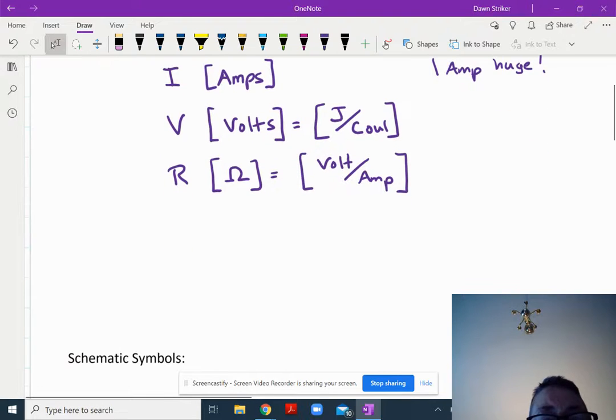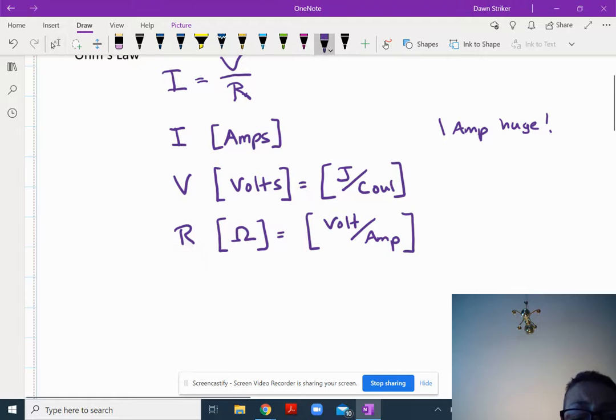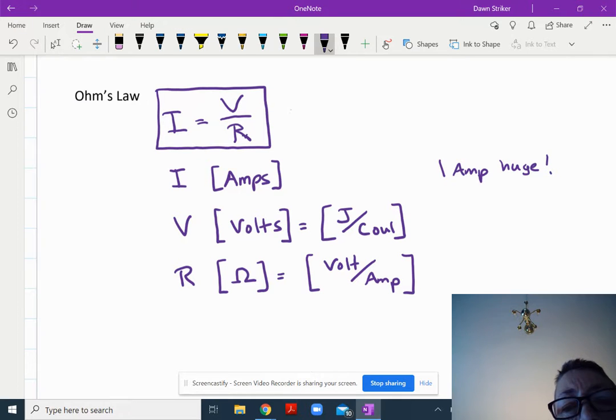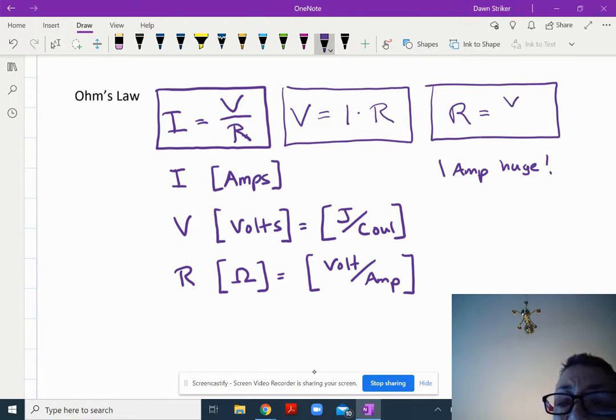All right, and so we're going to be practicing with this formula today, and just keep in mind that you can write this a few different ways. You can write it as I is equal to V over R, or you can write it as V is equal to I times R, or you can even solve it for resistance if you want to. And what would that look like? Resistance is equal to voltage divided by current. All right. And so a few different ways to write that formula.